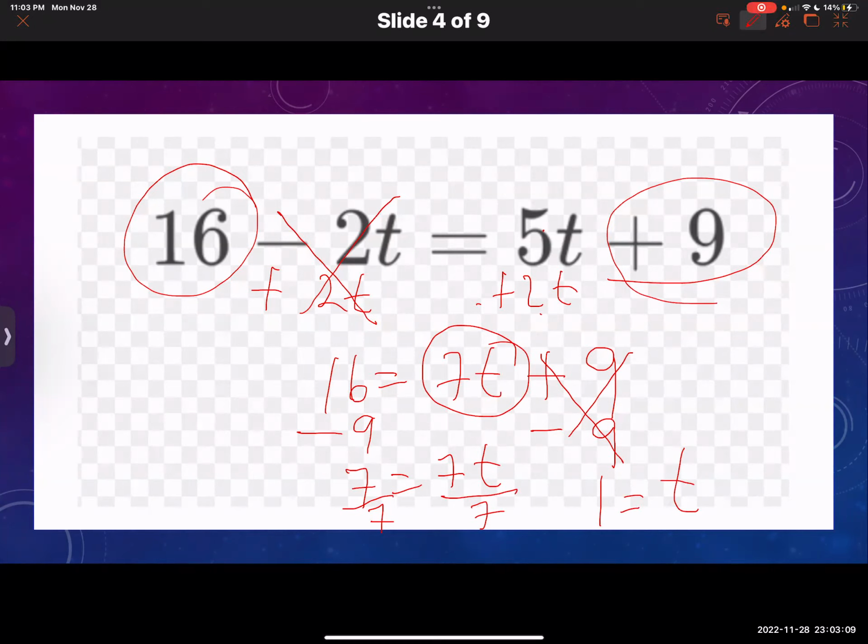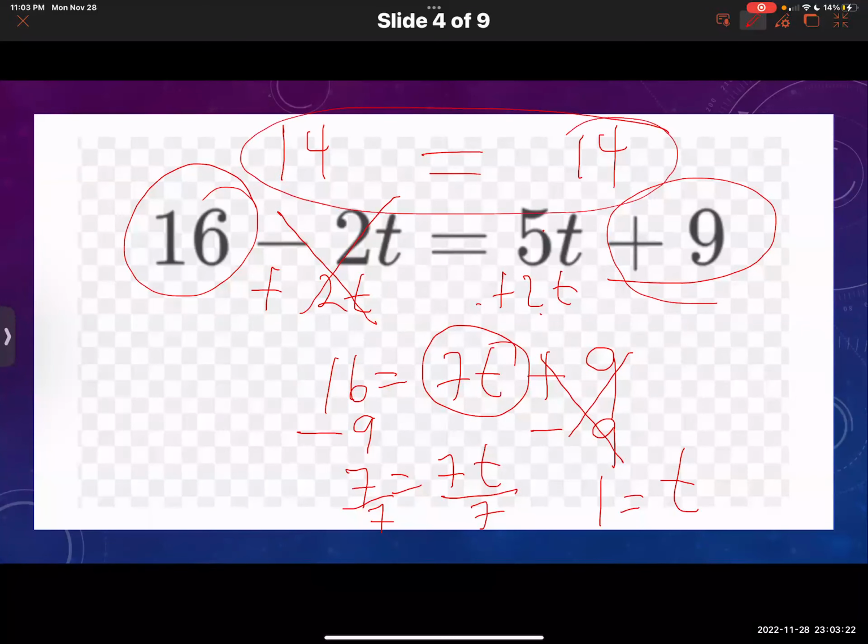If I stick 1 back in here, 2 times 1 is 2. 16 take away 2 is 14. 5 times 1 is 5. 5 plus 9 is also 14. That's true. 14 does equal 14. So t equals 1 is correct.